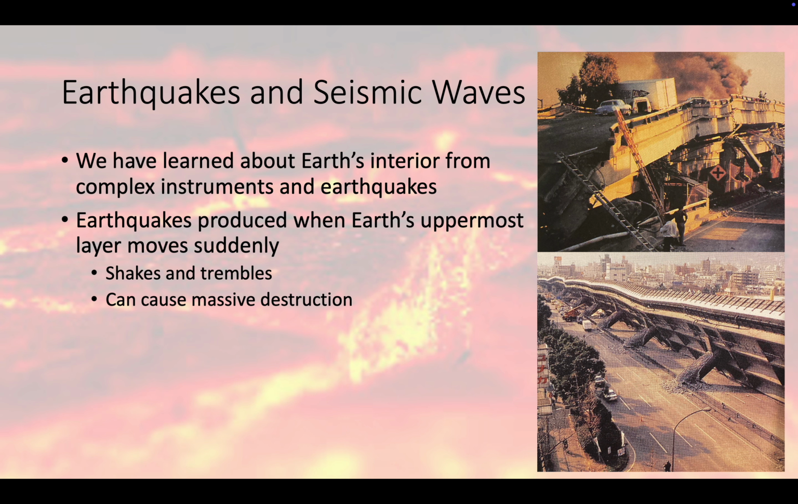Okay, earthquakes and seismic waves. Why do we use those? Because our normal instruments cannot get into the center of the Earth to learn about it. So the waves produced by an earthquake, we can record the data from those in order to learn about the center of the Earth. Earthquakes are produced when Earth's uppermost layer moves suddenly. Those shakes and trembles can pass through the Earth, and they can also cause massive destruction.